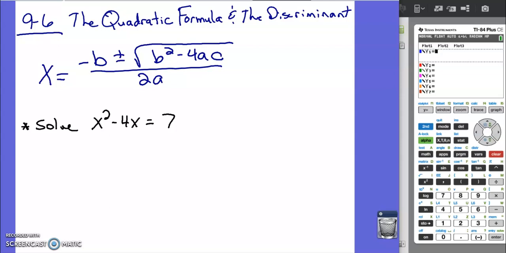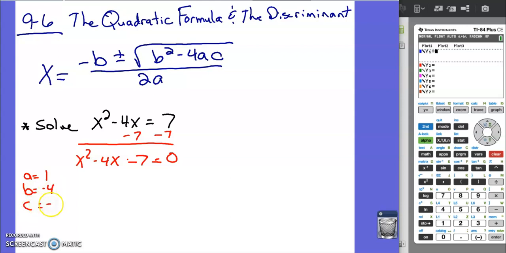So first of all, let's bring everything over to one side. So we're going to minus 7, set it equal to 0. And then notice the a is 1, the b is negative 4, and the c is negative 7. So if we just simply use this formula, we have x equals negative b, which is going to be a positive 4, plus or minus a big square root, b squared. So again, if we take b and we square that, that's going to give us positive 16. Remember, whenever you square something, it's always going to be positive. So make sure you make that note.